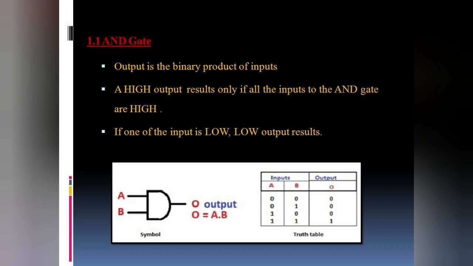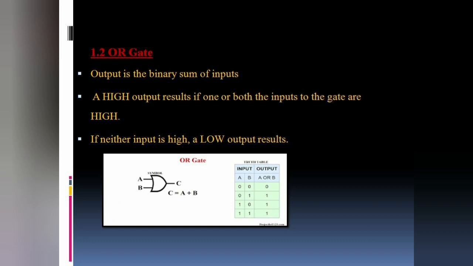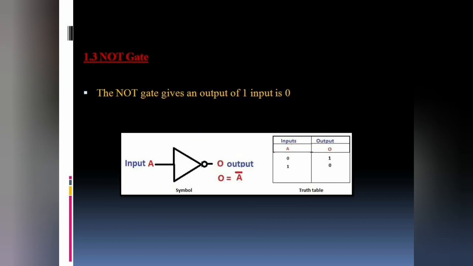An AND gate is a logic gate that gives an output high, that is 1, only if all its inputs are high. Otherwise, it gives low output. A dot is used to show the AND operation. OR gate. An OR gate is a logic gate that gives high output if at least one of the inputs is high. A plus is used to show the OR operation. Output is the binary sum of inputs. A high output results if one or both the inputs of the gate are high.